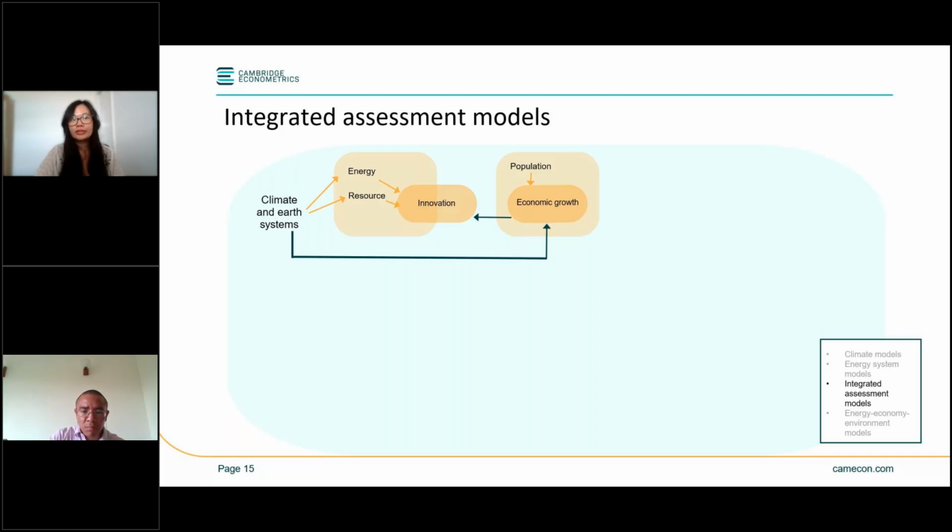So this is a type of economic model that is often used in analysis by the Intergovernmental Panel on Climate Change.